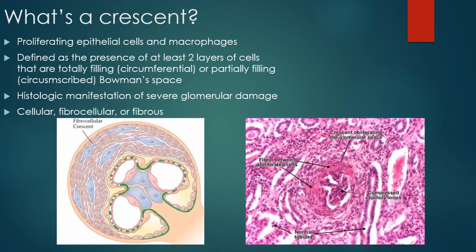Crescents are proliferating epithelial cells and macrophages, and a crescent is defined as the presence of at least 2 layers of these cells that are totally filling or partially filling Bowman's space and causing compression of the capillary loops and glomerular space. A crescent is a histologic manifestation of severe glomerular damage and can be categorized into cellular, fibrocellular, or fibrous crescents, with cellular crescents being the most active and fibrous crescents being more scarred and burnt out.